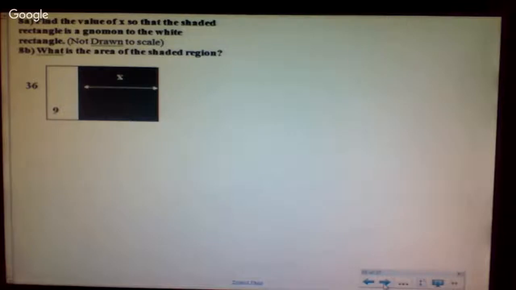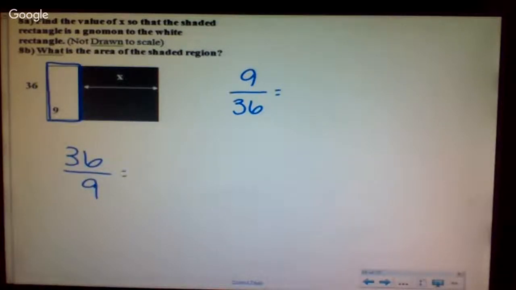So my question here is, what is the area of the shaded region? Well, first I need to find the area of the figures. They're rectangles, so I need the length and width. I don't know what X is. Okay, so this is my original figure, 9 by 36. We're going to make that our first fraction. If you do 36 over 9, you just need to do the longer side over the shorter side. So I'll do it both ways. 36 over 9.